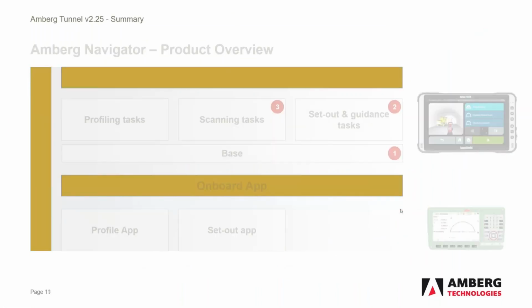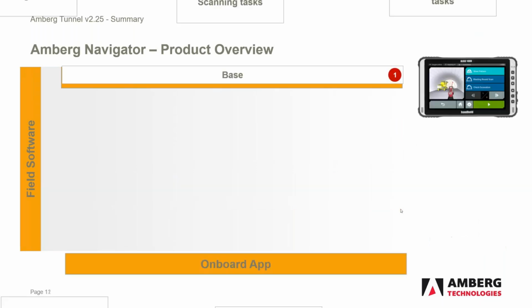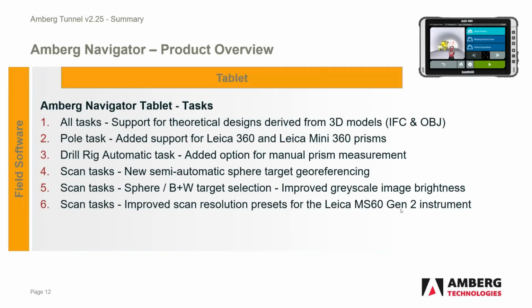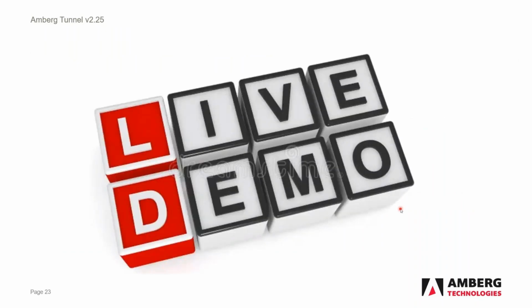Moving over to the Navigator side, a little bit less, but just to concentrate, these are the 6 different tasks. And again, these are the 6 different improvements we have done on the Navigator side. And in this one, we will have that semi-automatic sphere target georeferencing, which Lee is going to demo for you right now. So I'm handing over to Lee. Yes, over to you, Lee.